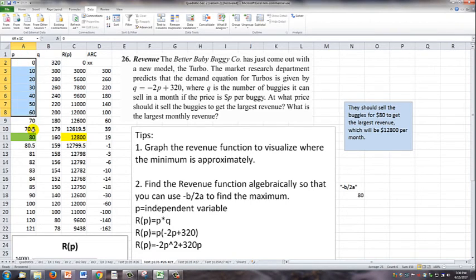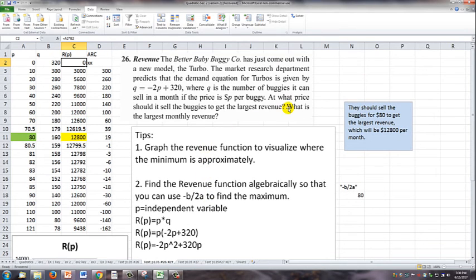And so what I've done here is I have actually thought about how much a buggy costs, and I use that to sort of figure out my domain. And so I decided to start at 0 and count by tens. And then Q, quantity, is an equation, -2 times P plus 320. I drag that down. And then my revenue function, I just built it using Excel. So revenue is price times quantity. So I clicked on equals A2 times B2 and drag that down.